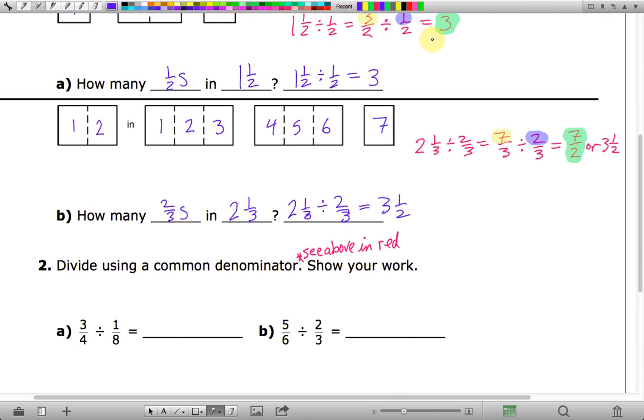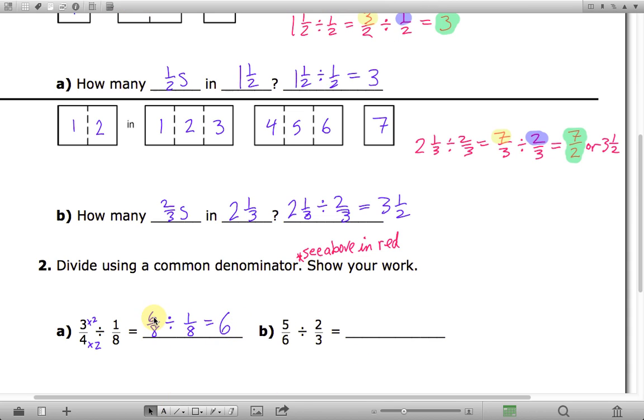So now that we understand how division can be done, let's go on to dividing using a common denominator, and now we don't have to worry about this whole process of drawing out these diagrams. It's simply a matter of taking a look at these two things and saying, what is the common denominator between these two? Between 4 and 8, the common denominator would be 8. So I can double this and double that, and I would get 6/8 that I'm dividing by 1/8, and that would give me 6 as an answer. Again, you're just doing numerator divided by numerator to get your answer.